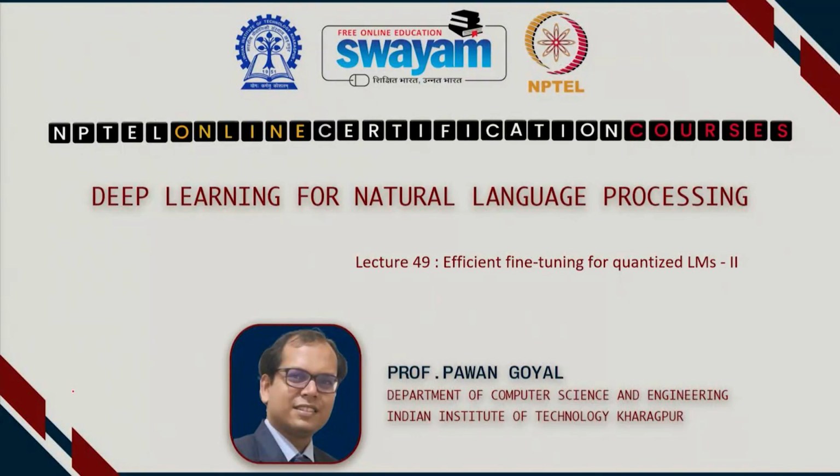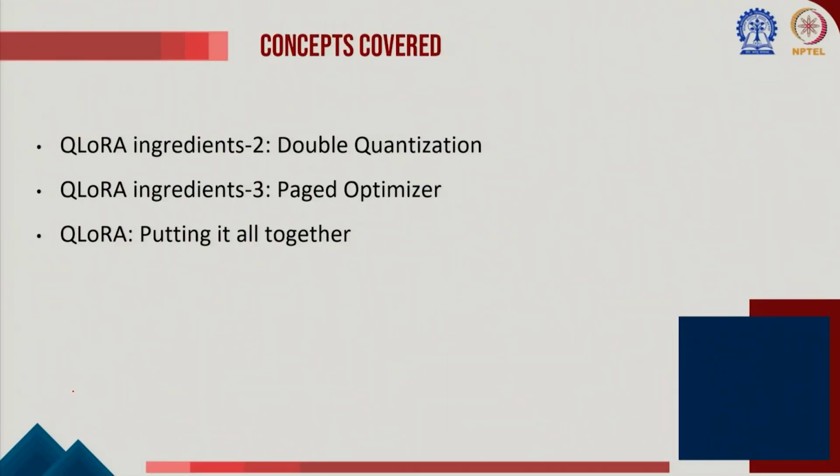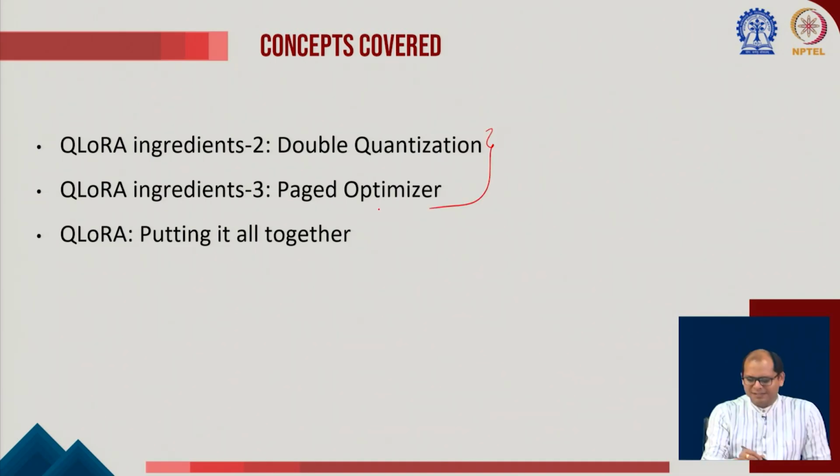So we have started discussing quantization for language models, and we will continue this discussion in this lecture also. We talked about one of the ingredients of QLoRA. We will talk about the other two ingredients, the double quantization and paged optimizer, and then we will see, putting it all together, how the final training through QLoRA looks like.